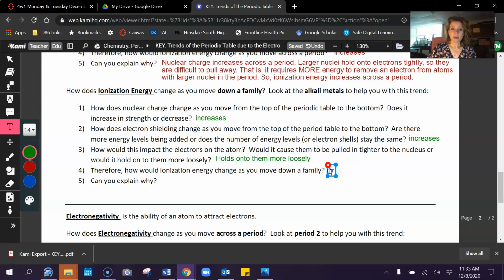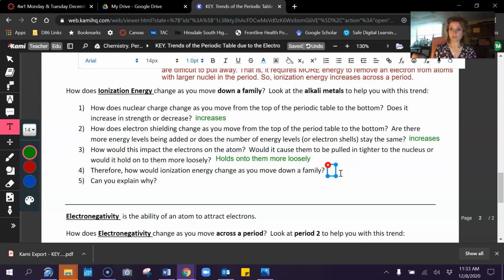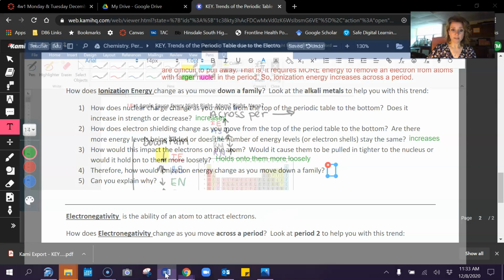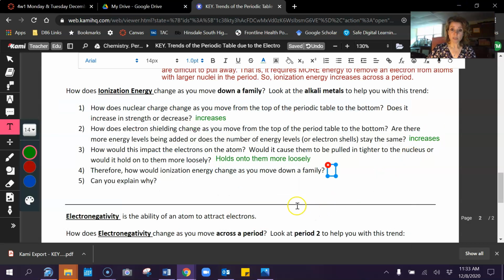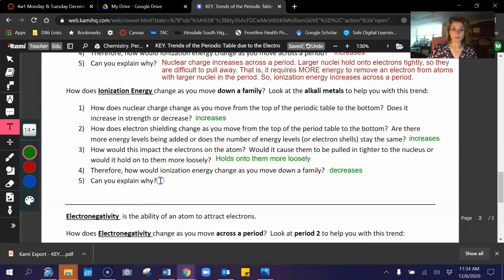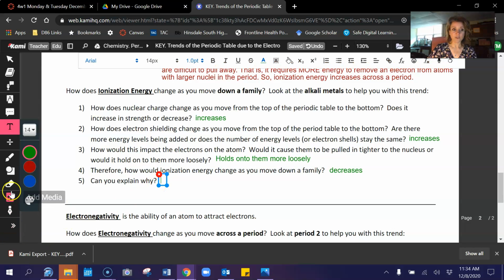Okay, so how does ionization energy change as you move down the family? Once again, let's take a look, and we can see that ionization energy is going to decrease, which means that it's going to be easier to take electrons away from elements at the bottom of the family than it is to take electrons away from the elements at the top. And now we have to craft our explanation.